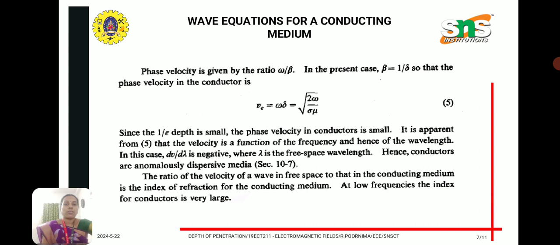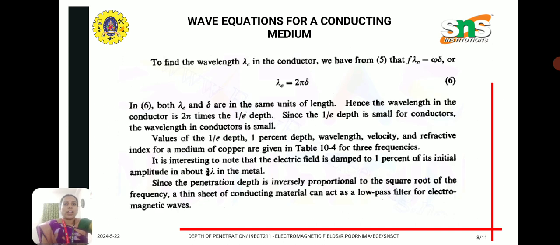The ratio of the velocity of a wave in free space to that in the conducting medium is the index of refraction for a conducting medium. At low frequencies, the index of refraction is very large. To find the wavelength in the conductor, use lambda c equal to omega delta over f, or lambda c equal to 2 pi delta. Hence the wavelength is 2 pi times the 1 by e depth. Since 1 by e depth is small for conductors, the wavelength in conductors is small. So the electric field is damped to 1% of its initial amplitude in the metal.